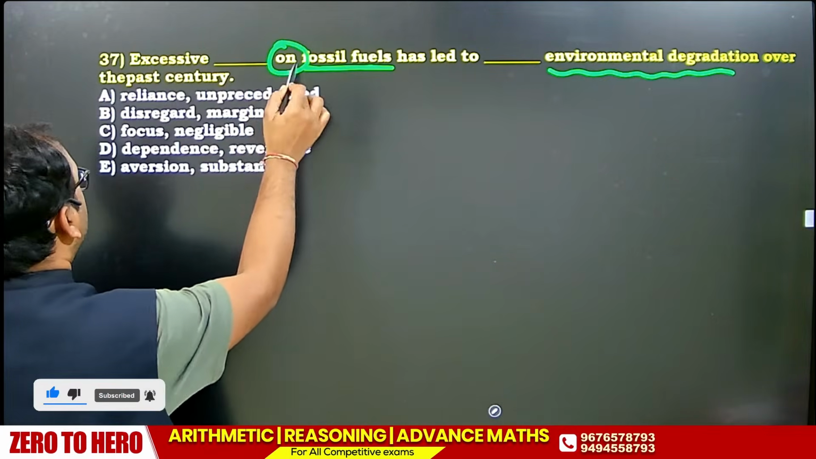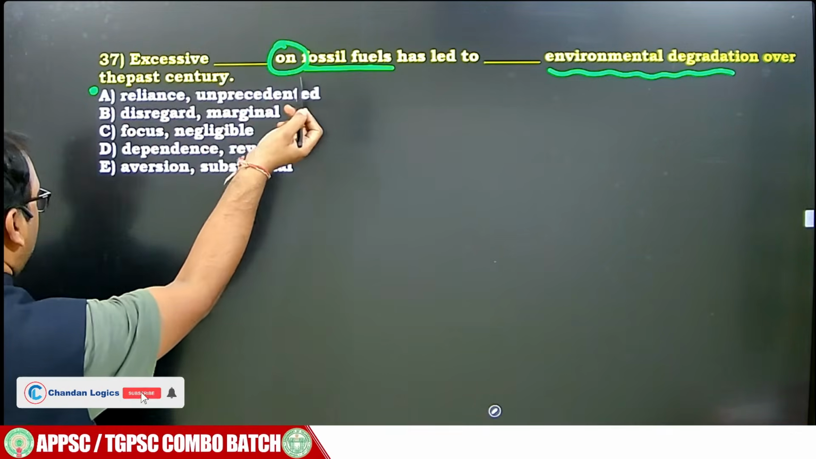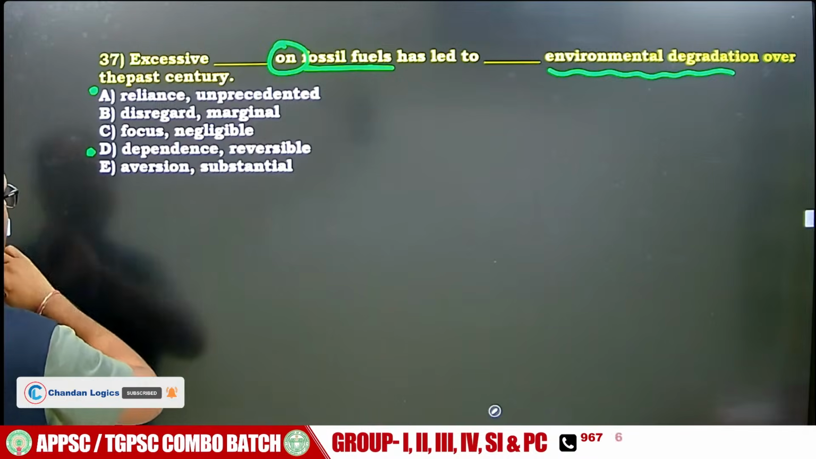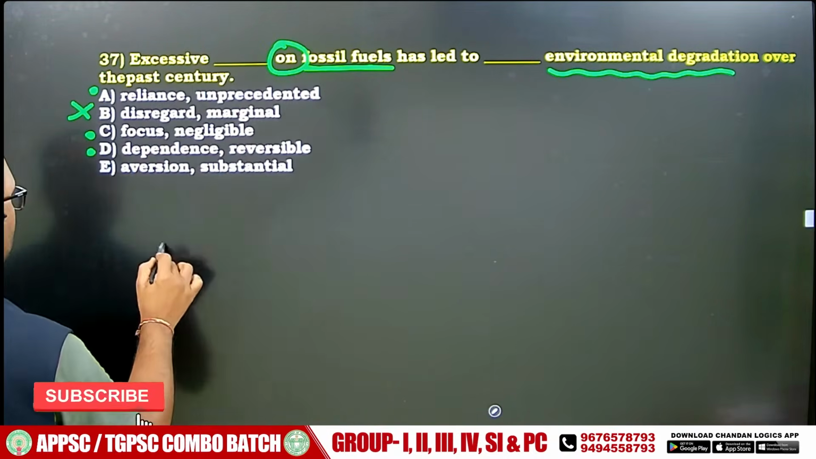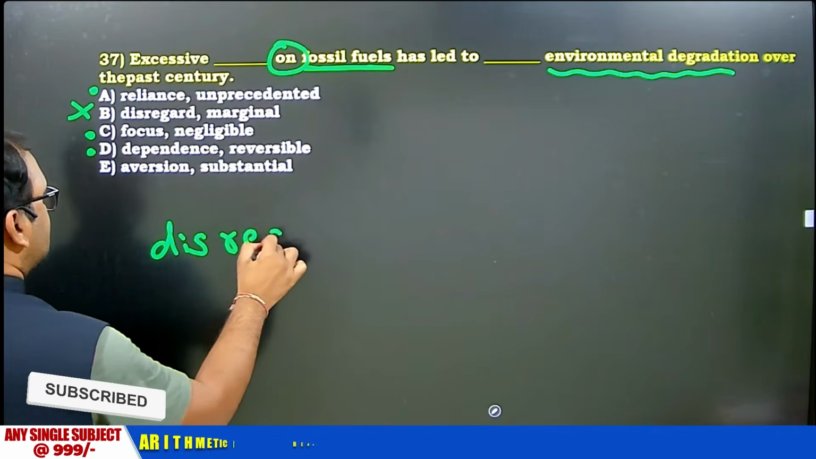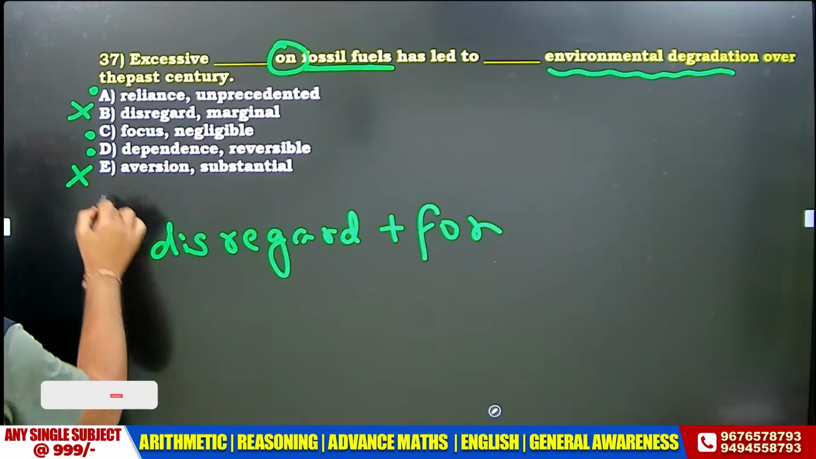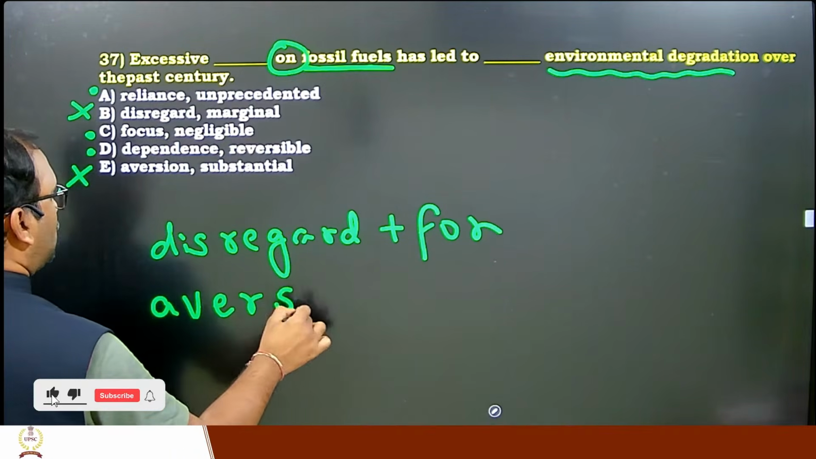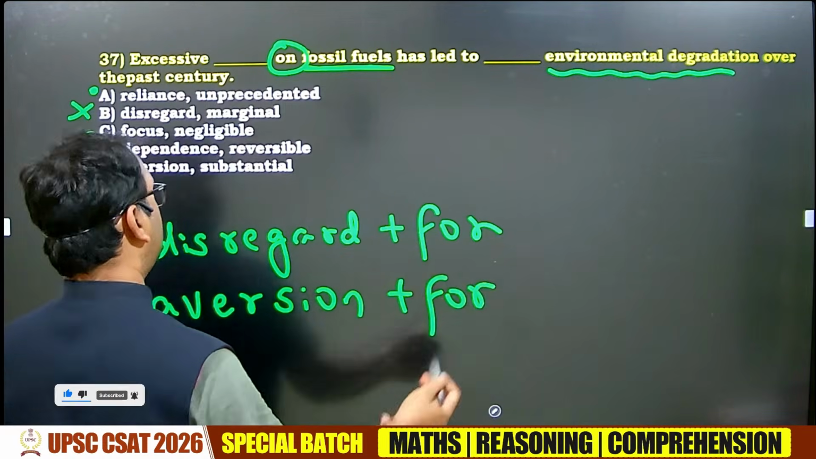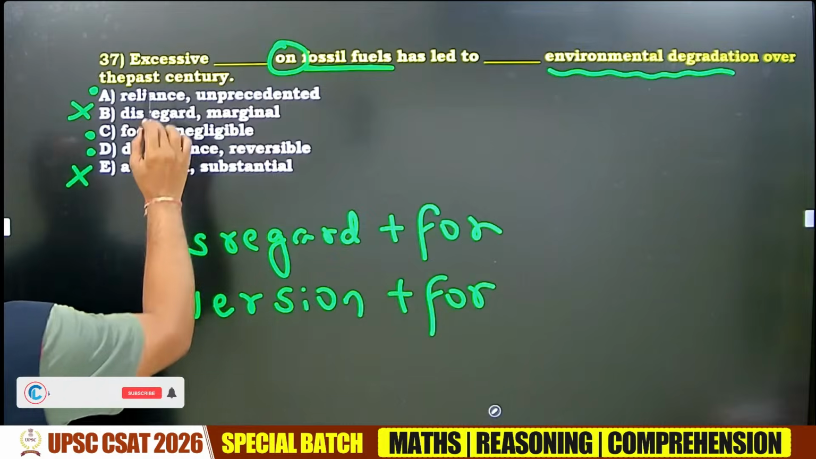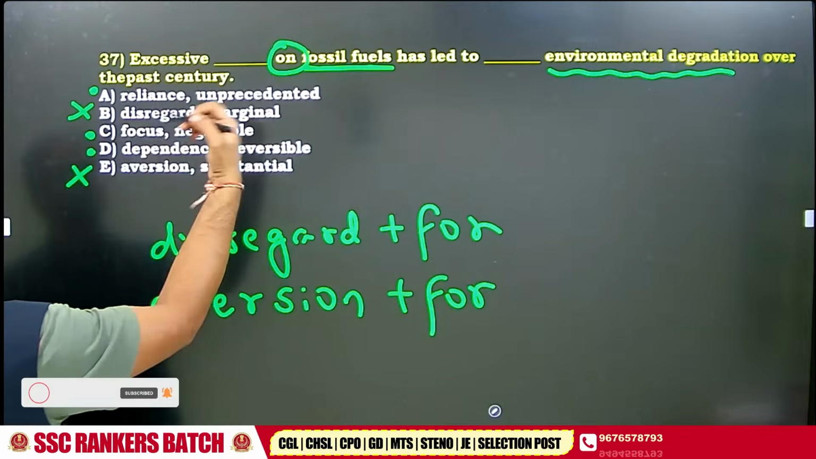So when the preposition is on, you can say reliance on. Reliance means dependence. You can say focus. You cannot say disregard on, because the preposition is disregard for. You cannot say aversion on. The preposition is aversion for or aversion towards. So now tell me, excessive reliance on, excessive focus on, excessive dependence on.